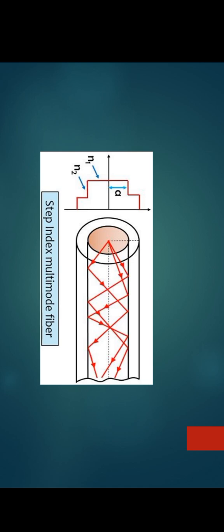The next figure shows the diagram of step index multimode fiber. Here, inside the core, the wave travels along different light paths. First, we let the core refractive index be n1 and the cladding refractive index be n2. The core diameter will be a.